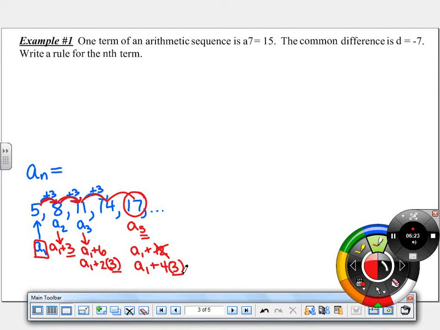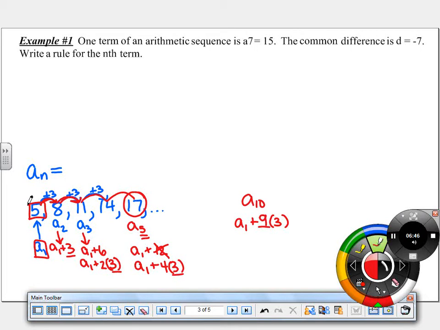Good. N minus 1. So why is he saying n minus 1 instead of n? So like if I wanted to find the 10th term, I'm going to take the first term and I'm going to add 3 to it. How many times? 9 times. Okay. Why not 10 times? Good, because then we'd have the 11th term because we started already at the first term, right?